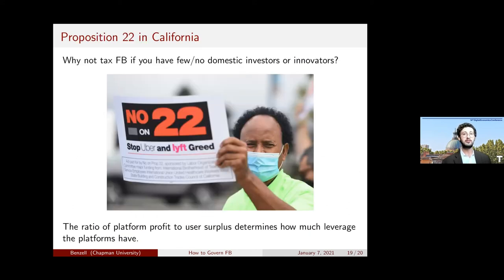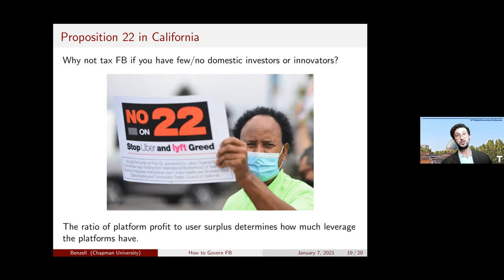Finally, just to tie this into current debates, why not tax Facebook if you have few or no domestic investors or innovators? As France, none of you own Facebook stock, and I'm telling you that you can tax Facebook and have no effect on consumer welfare, or even a positive effect on consumer welfare, why not do that?